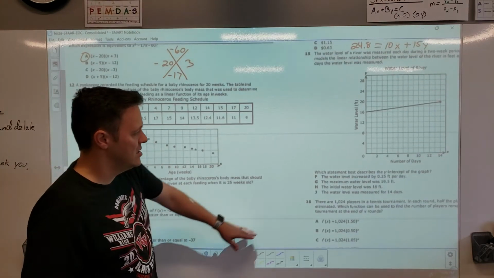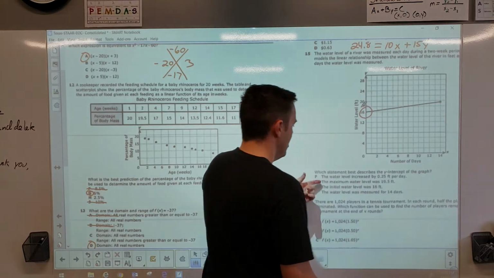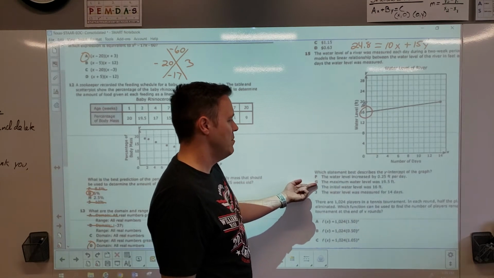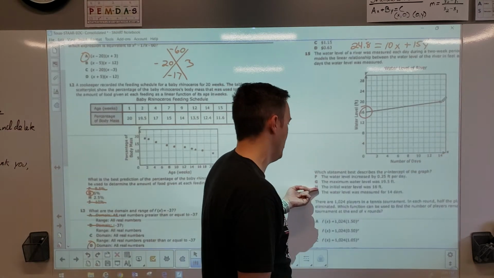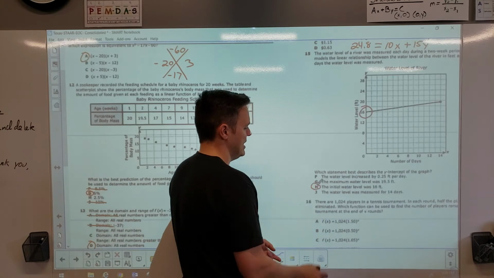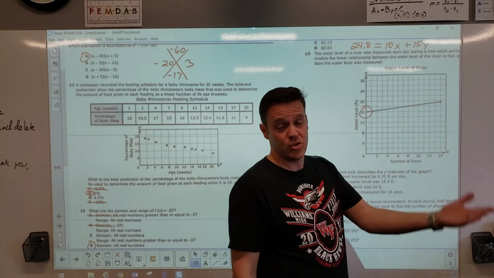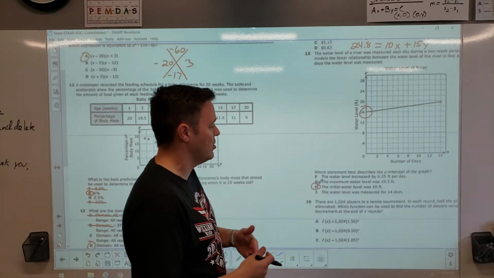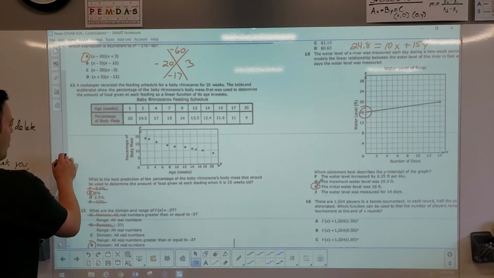15, it's kind of common sense. What does the y-intercept of this graph mean? What does this mean right here? Well, it doesn't mean the water level increases. That's the rate of change. Maximum was 19.5. No, that's kind of the maximum point. Initial level is 16. Yes. Water level was measured for 14 days. That is true as well. Went from 0 to 14, but that's not why we care. We don't care about the line. We want to know the starting point. 16.